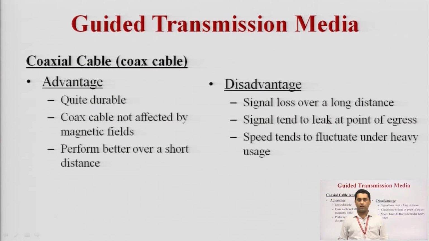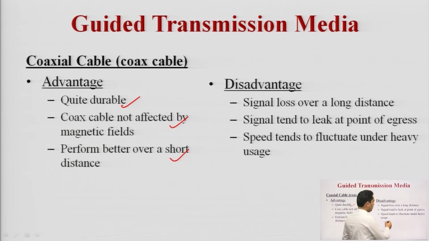So, these are the advantages and disadvantages. As I said, it is quite durable in comparison to the twisted pair. You can see here the coaxial cable is not affected by the magnetic field because of the 3 layers of insulation and the shield. It performs better for shorter distances. The performance that twisted pair gave over shorter distances is much better if I am using the coaxial cable. Yes, no doubt there is a disadvantage: it is quite costlier than the twisted pair because we are using so many insulation layers and shields.